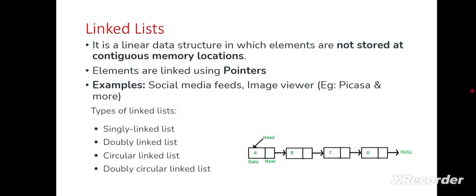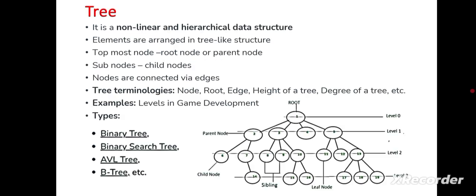And we are going to see about the linked list concept now. A linked list is a linear data structure where elements are stored in nodes. Each node contains data and a pointer to the next node. A linked list allows dynamic memory allocation. Some examples are social media feeds and image viewers. There are four types of linked list: singly linked list, doubly linked list, circular linked list, and doubly circular linked list.